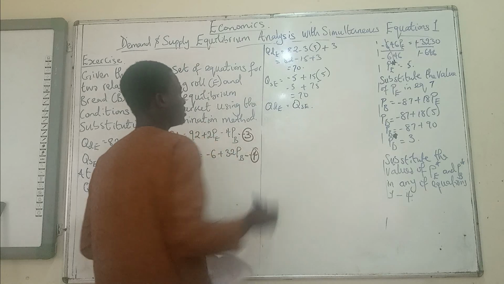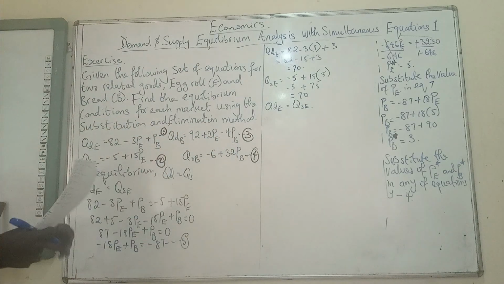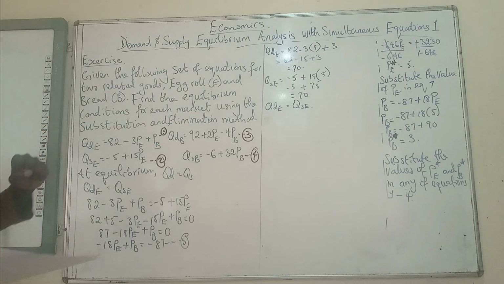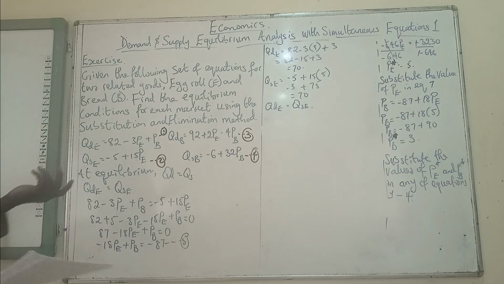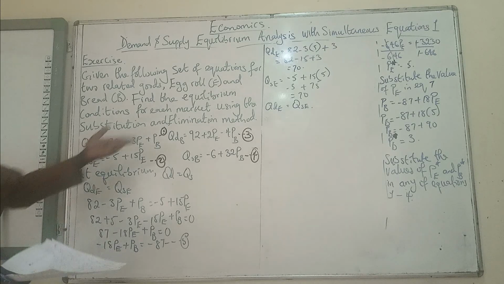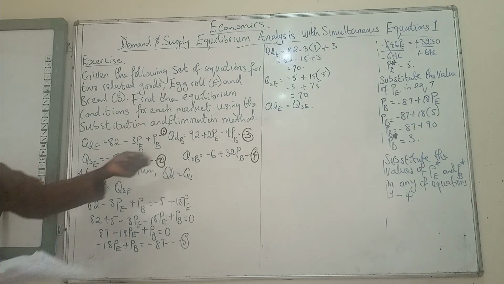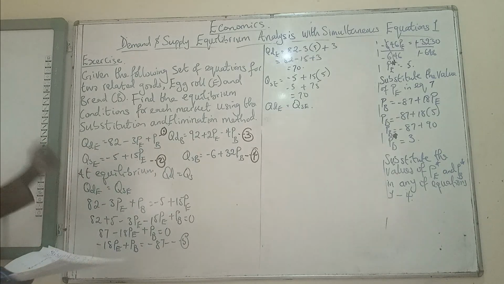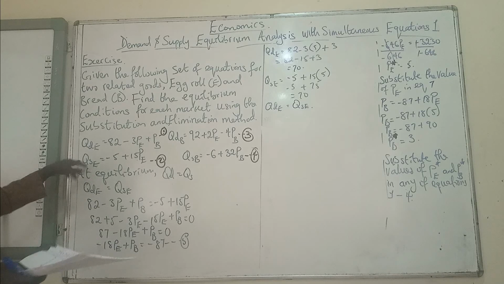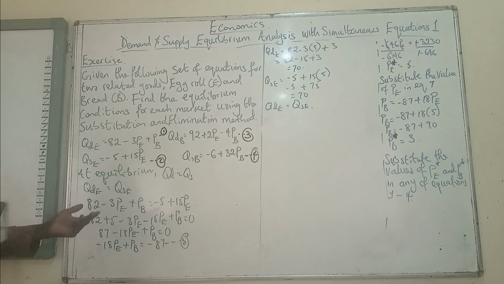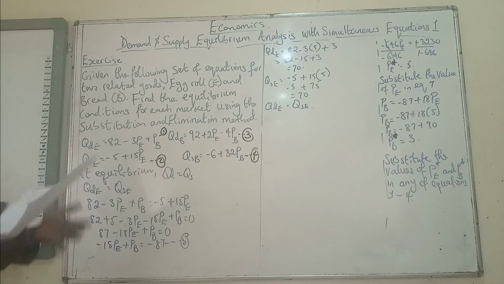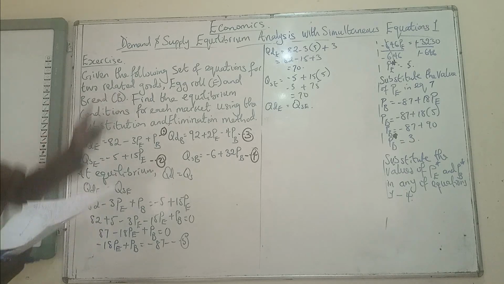Now I just did this to tell you that it doesn't matter which function you put the values you've obtained into, we are going to get the same answer. So it's not necessary to verify using this means. You could have just put your values into QDE, for example, or QSE, which seems simpler, and obtain 70. That would have stated the condition as A, since quantity demanded equals quantity supplied at equilibrium. Definitely quantity demanded equals 70. So you don't have to use the two equations.